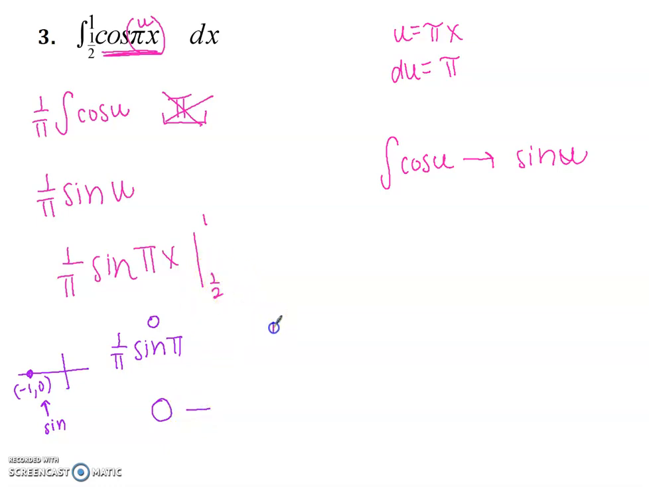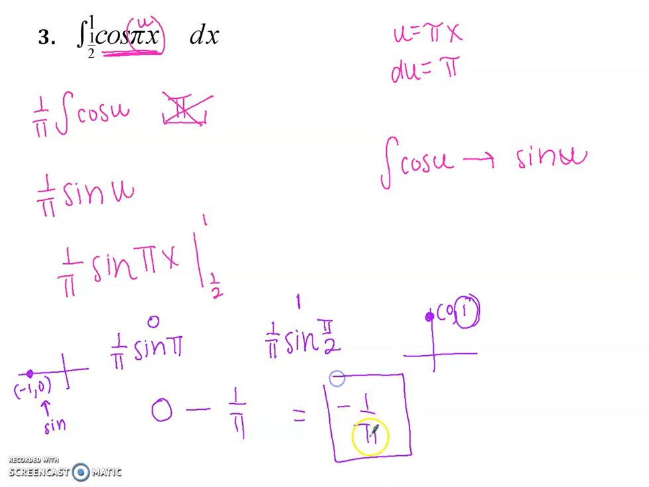Then I need to plug in 1/2. So that's going to be 1 over pi times sine of pi times 1 over 2, which is pi over 2. So pi over 2, that is on the top of the y-axis. So that's over 0, up 1, so 0, 1. Okay, again, we're looking at the y value since it's sine. So sine of pi over 2, that just turns into 1. So 1 times 1 over pi is just 1 over pi. Then 0 minus 1 over pi is just going to give us -1 over pi.